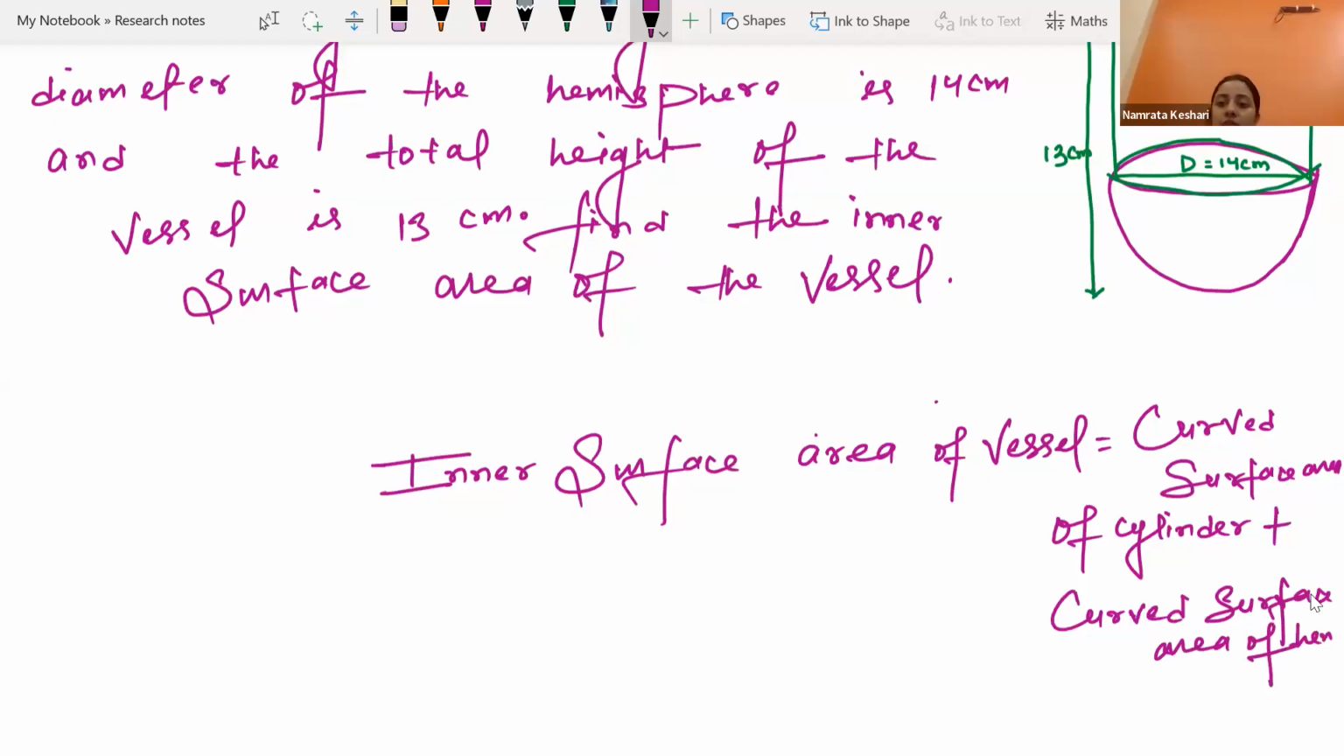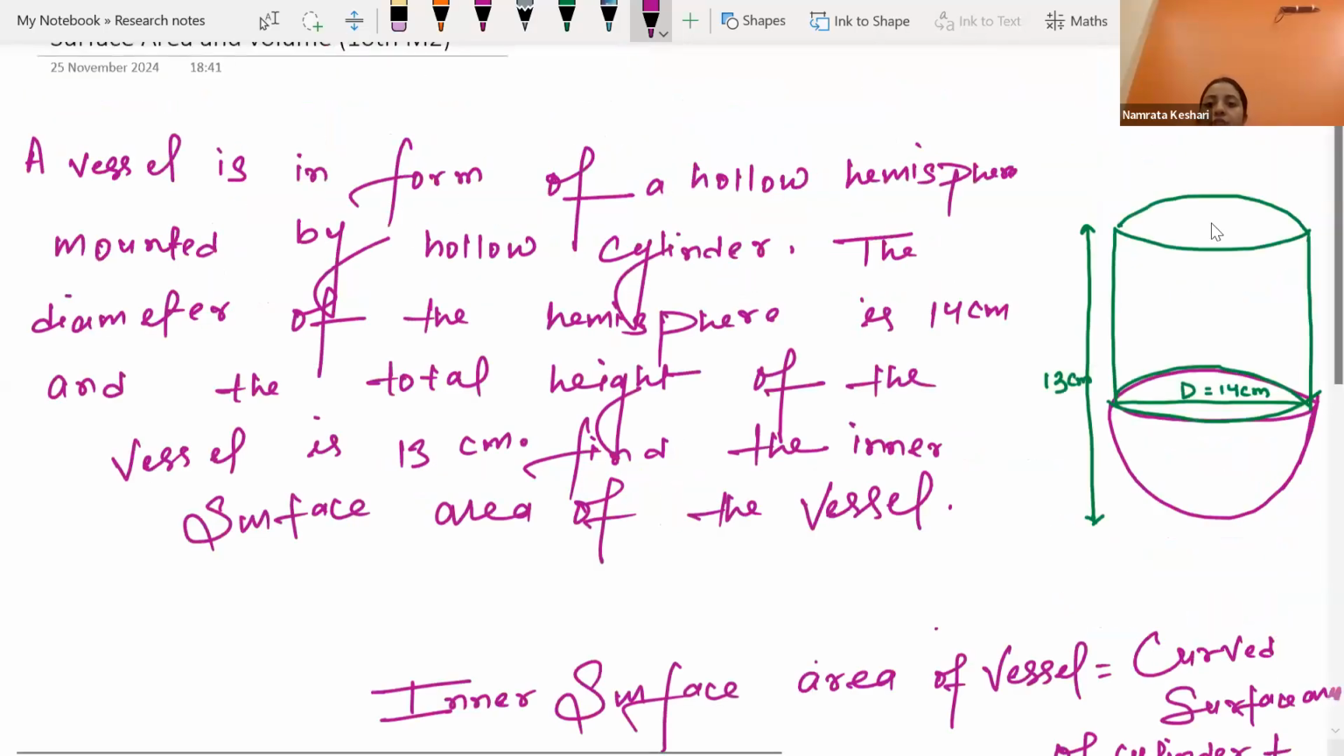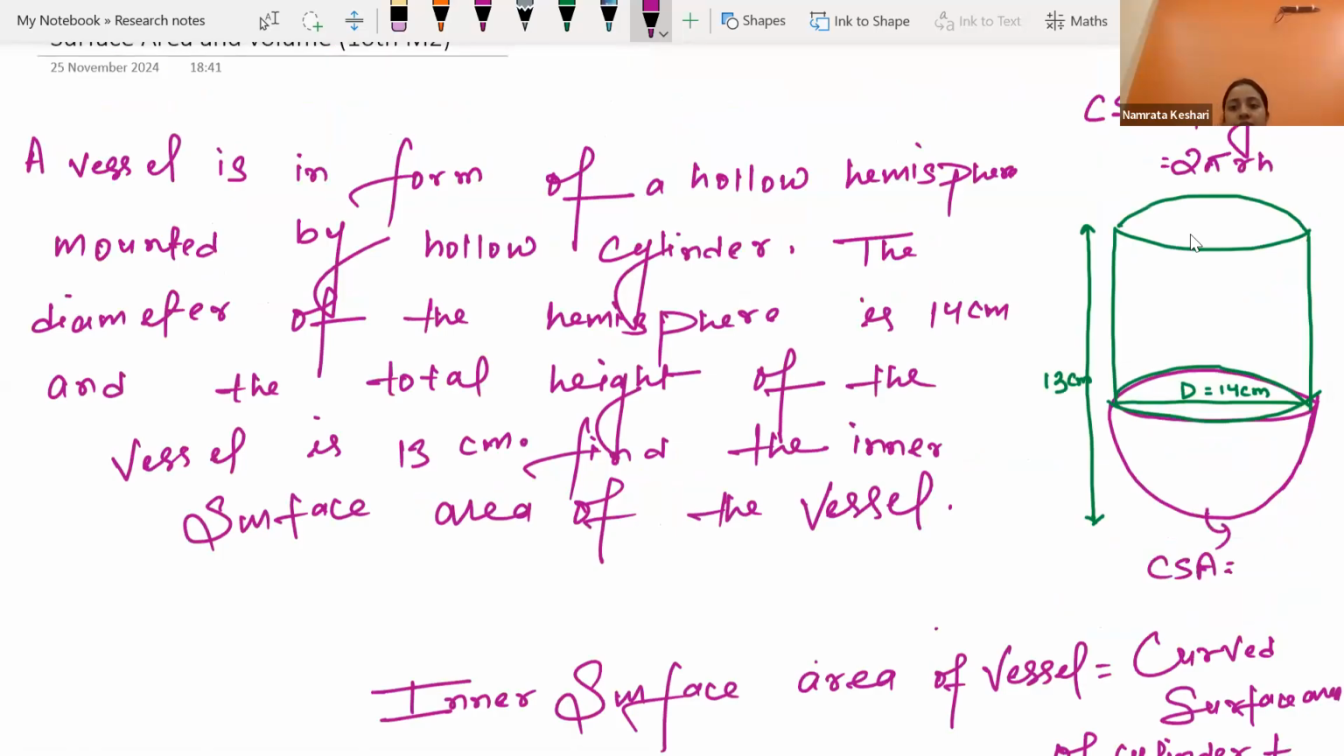Now we know the formula. Can you tell me what is the formula for curved surface area of the cylinder? 2 pi r h. And what is the curved surface area of hemisphere? 2 pi r square. So we will be adding both of them.